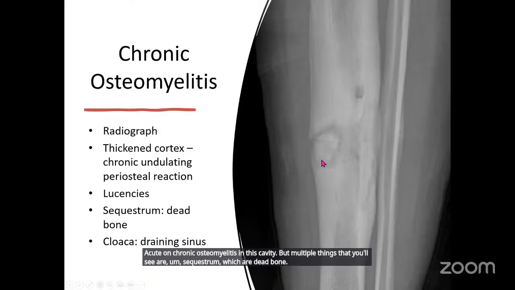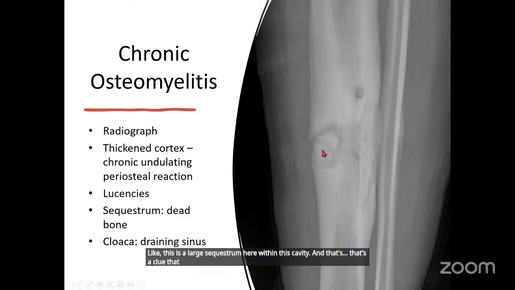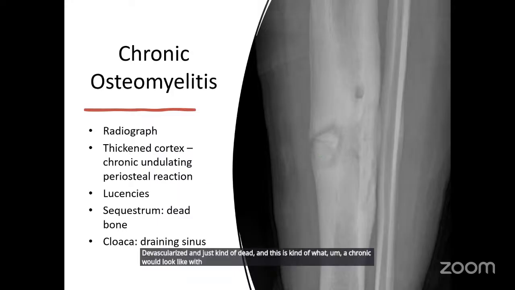Like this is a large sequestrum here within this cavity, and that's a clue that it's chronic osteomyelitis, because if it was very active acute osteomyelitis, this bone would have been eroded, and this would be more of an abscess without bone in it. But when you have dead bone here, that means that this has just been sitting here for a long time, and this bone's been devascularized and just kind of dead. And this is kind of what a chronic would look like with the sequestrum.